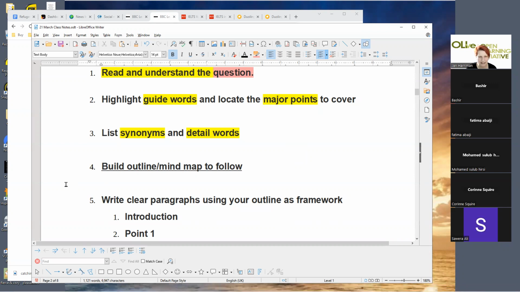So up to here, the first 4 steps to writing this essay are half your mark. All right. Understanding the question and planning your response.